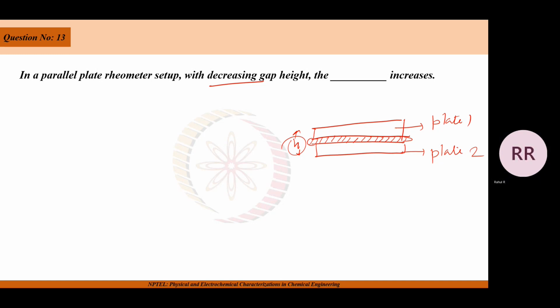Yeah, I think you were able to think of the answer. The question was: in a parallel plate geometry setup with decreasing gap height, the dash increases. The answer to this question is shear rate.